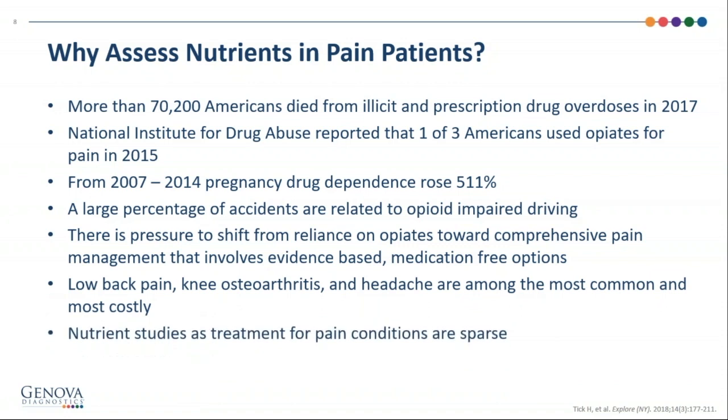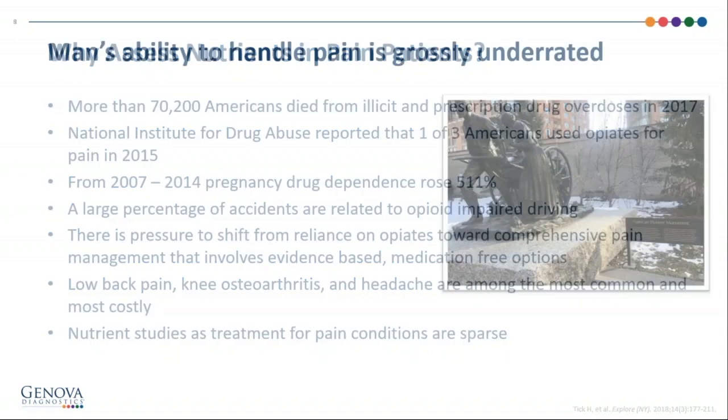And that's one of the problems. Nutrient studies for pain conditions are really sparse because there's not a big financial gain in doing studies on magnesium, for example. But the 3 most common conditions that can be quite costly because of the sheer number of patients who suffer from them are low back pain, knee osteoarthritis, and headaches.